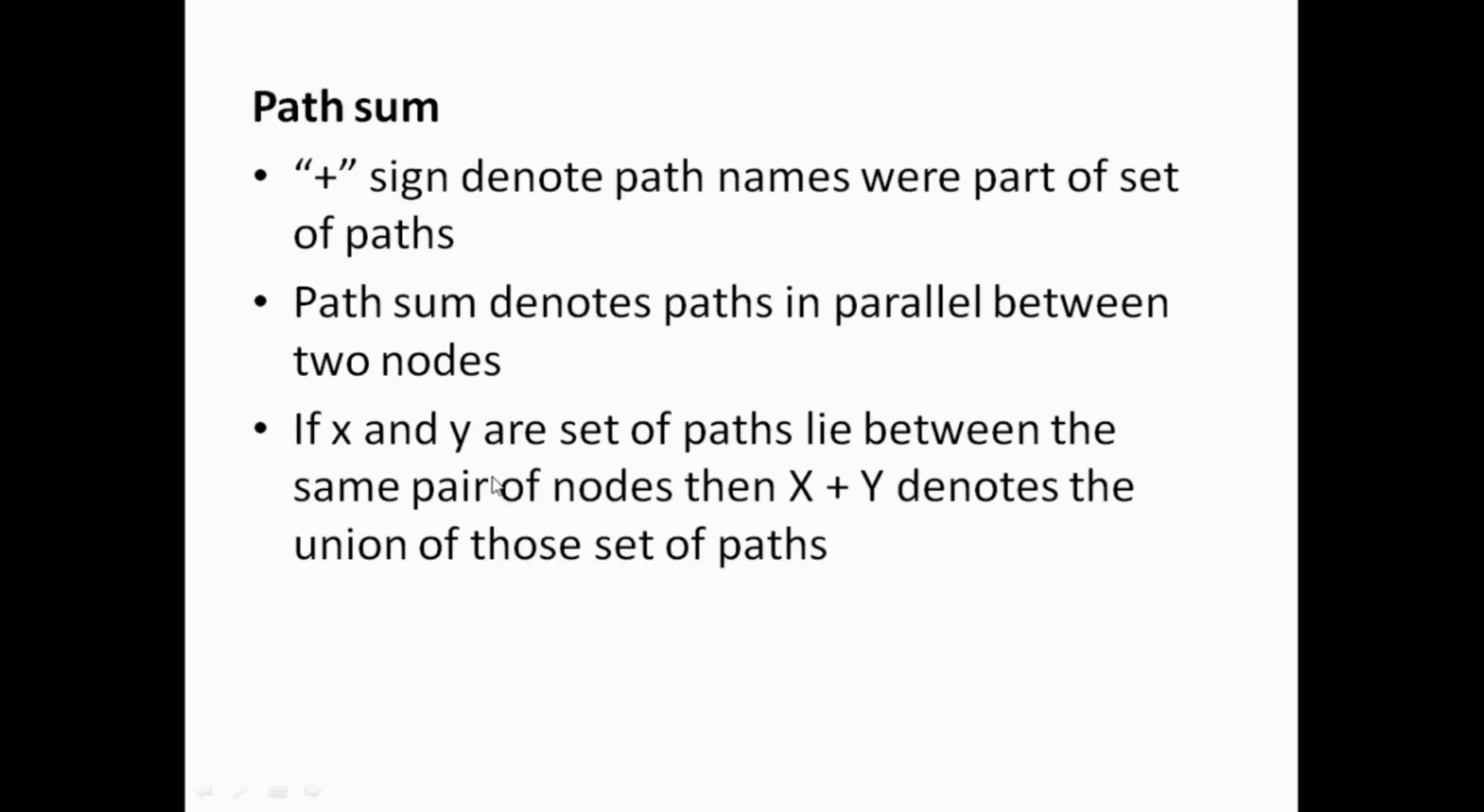Next, path sum. The plus sign is used between path names that are part of the set of paths. So path sum denotes paths in parallel between two nodes. If you are considering two nodes, in between there are two different paths in the same direction. So link 1 and link 2 are both in the same direction. These links are parallel links between two nodes, which is denoted with the plus sign.